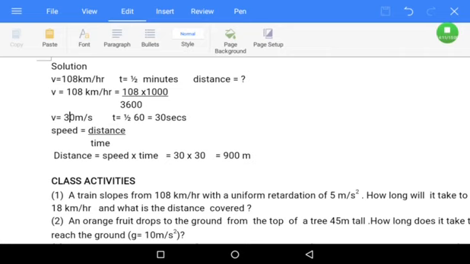Then you have v as this, t as this. If you do this division, you have your 30. You have this as 30 meters per second. t is half a minute. That's half times 60 seconds. That gives you 30 seconds. So just do speed equals distance over time. Therefore, distance is speed times time. That's 30 times 30, because we have 30 and 30. That gives us 900 meters. I believe that is clear.